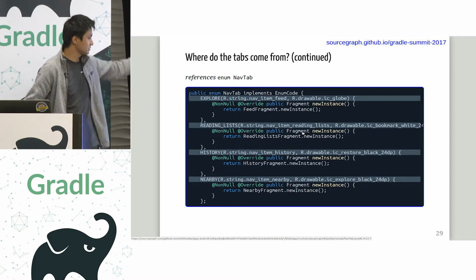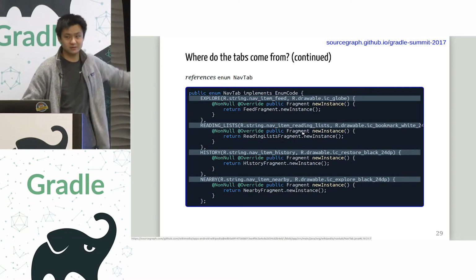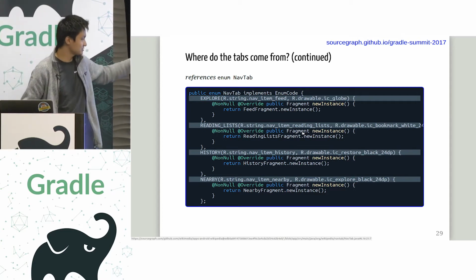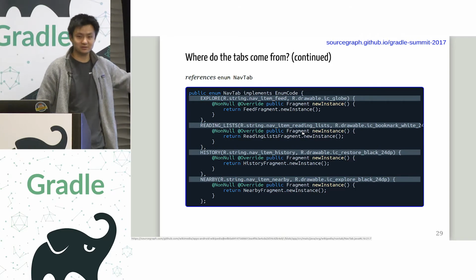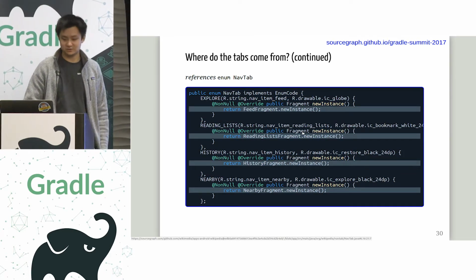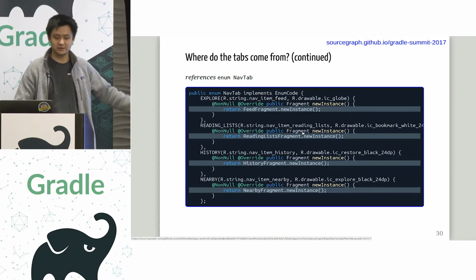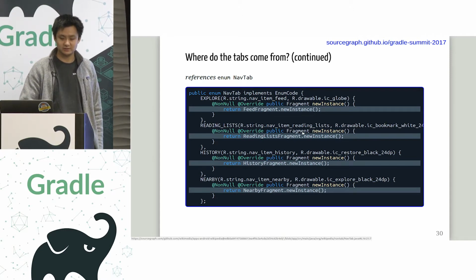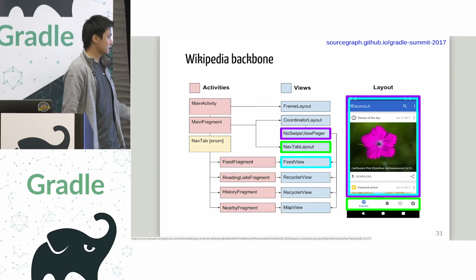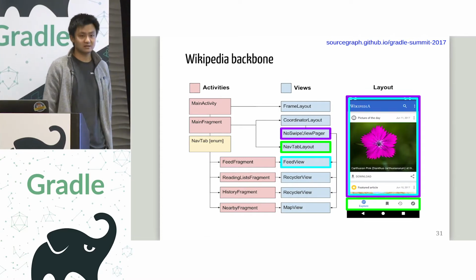So you'll notice that in this case, nav tab refers to the type of tab. And there's 4 options: explore, reading lists, history, and nearby. And those map directly onto the 4 tabs in the application. And they each invoke the constructor of the corresponding fragment for that application. And that leads us back to this picture. You'll notice that we covered all the main activities in the backbone.